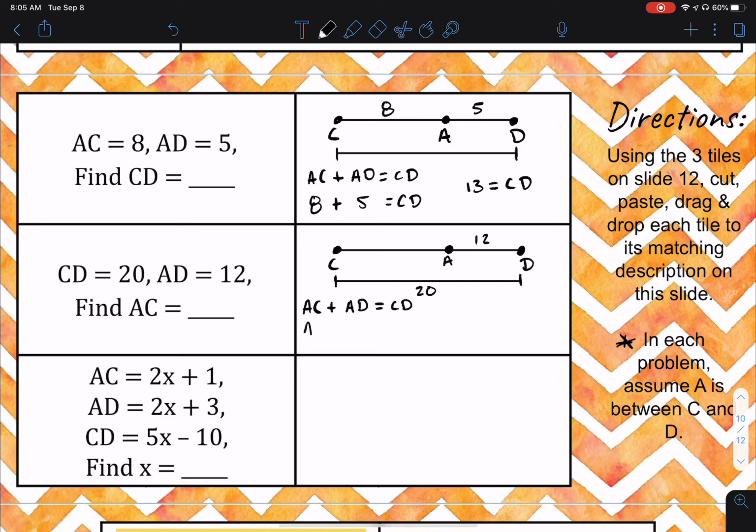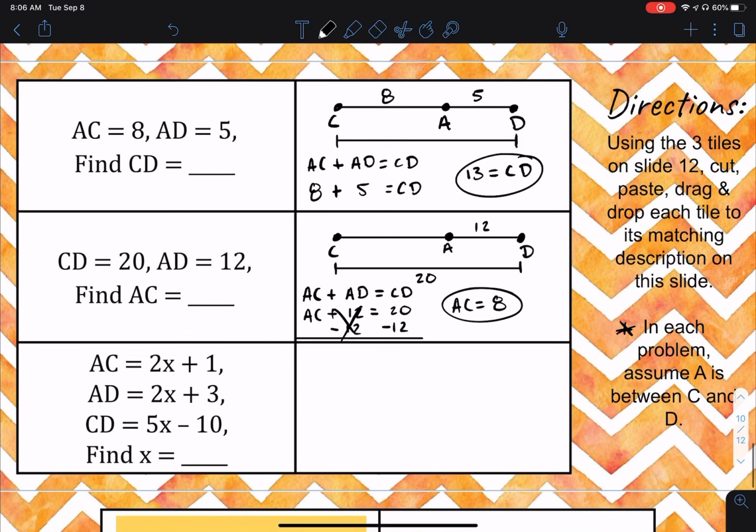Well, we have no idea what AC is. We do know that AD is 12, and we know that CD is 20. So again, we have to treat this like an algebra problem. In order to solve for AC, I would need to subtract 12 from both sides. That would cancel out. I'd be left with AC is equal to 20 minus 12, which is 8. All right, let's do this last one.